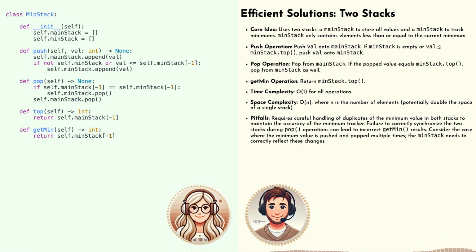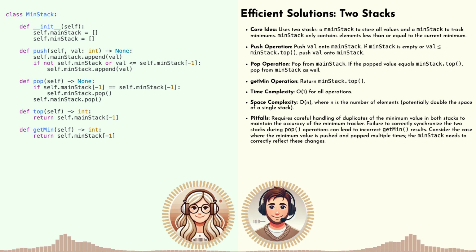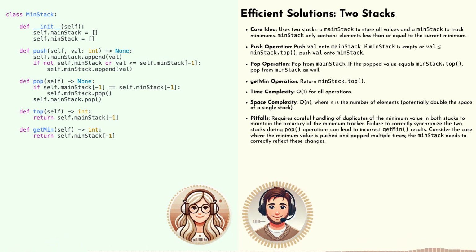So we've separated the concerns of storing elements and tracking the minimums into two separate entities. It makes everything much cleaner, more efficient. Exactly. And since we're just peeking at the top of that min stack and pushing onto the top of the min stack, all of our operations remain constant time, that O(1) complexity. Okay. I really like this two-stack approach. It's clever, it's efficient, and I can see how it solves the problem.